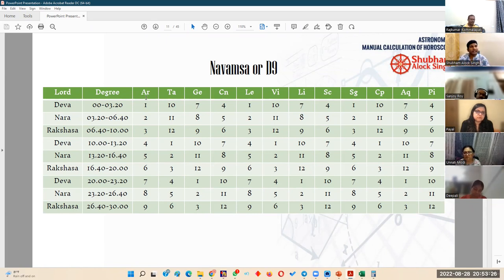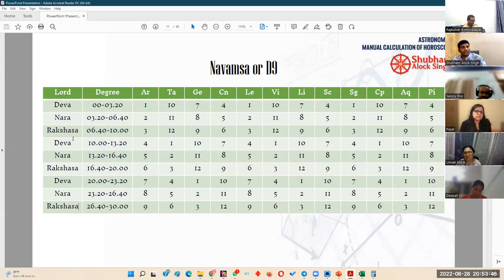For the next nine Rashis, the degree division is 0 degree to 3 degree 20 minutes. First Navamsha, 3 degree 20 minutes to 6 degree 40 minutes. Second Navamsha, 6 degree 40 minutes to 10 degrees. Third Navamsha, and so on and so forth. However, in Navamsha chart, there are not nine lords. There are three lords which repeat thrice.